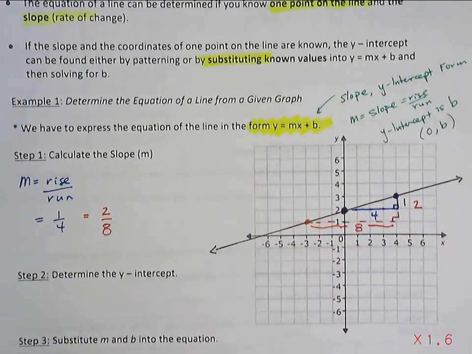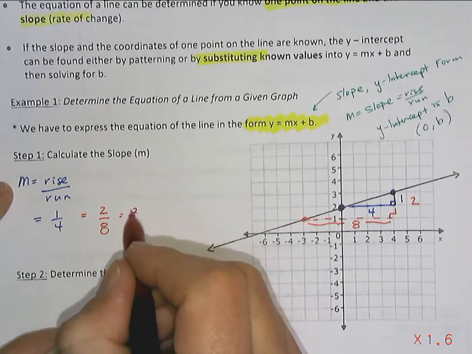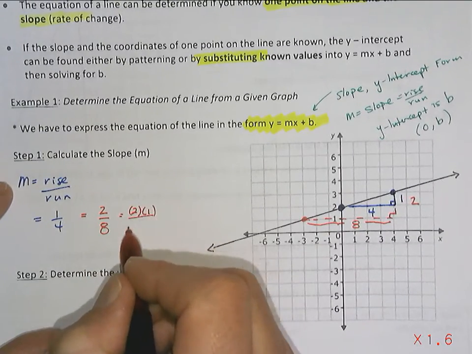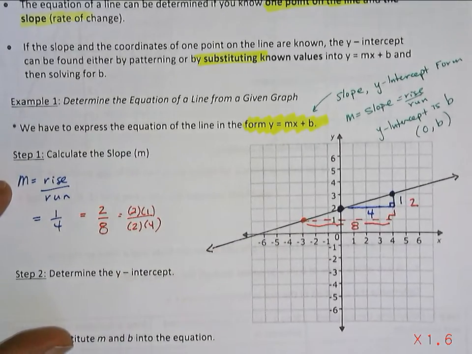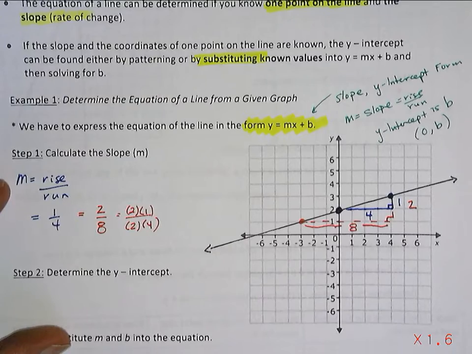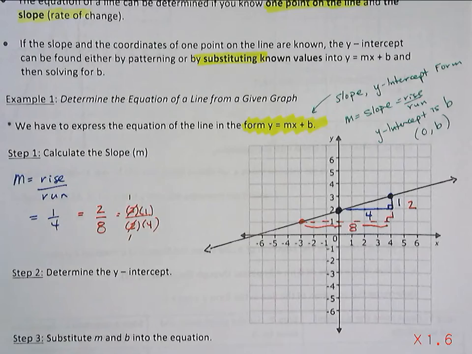Yes? If the actual rise and run was 2 over 8, would you have to reduce? Yes. Reducing is something that you have to do. And the way to know how to reduce is you know that that's going to be 2 times 1 over 2 times 4. So you've got a multiple of 2 in the top, you've got a multiple of 2 in the bottom. They reduce down to 1 over 4. So yeah, we always put it in lowest terms.